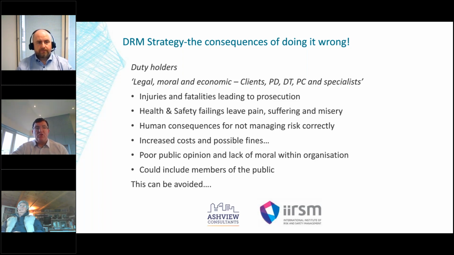So I suppose the consequences then, the death and destruction of if we don't do it right. Obviously there's always the various duty holders, but we've got our legal obligations, we've moral obligations, and we've our economic obligations. Who does that apply to? It applies to clients. Ultimately they're the duty holders for the whole project.